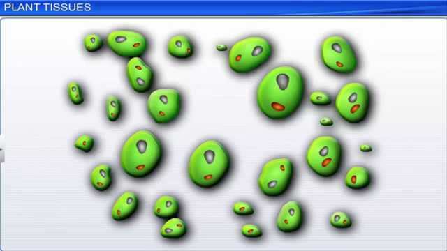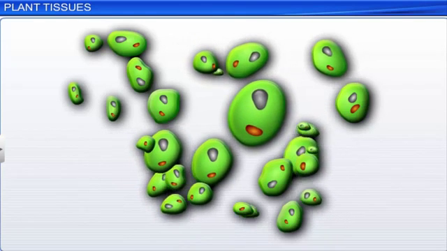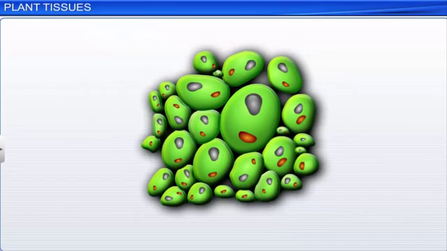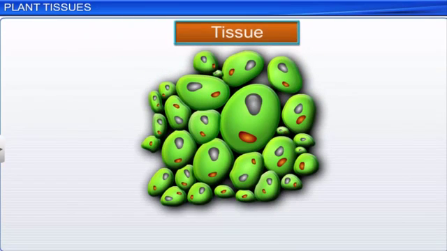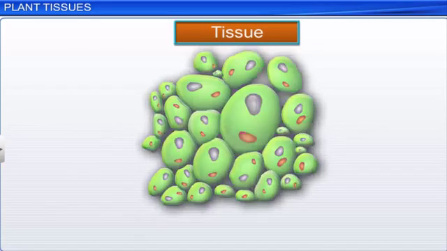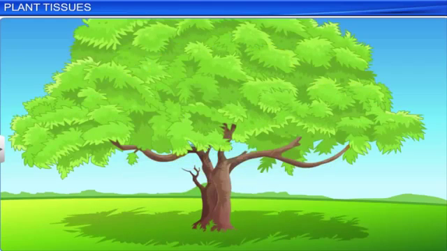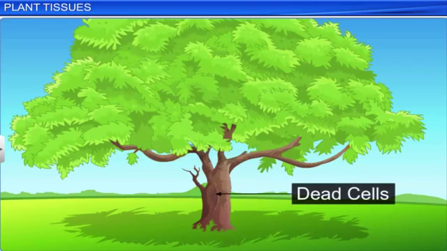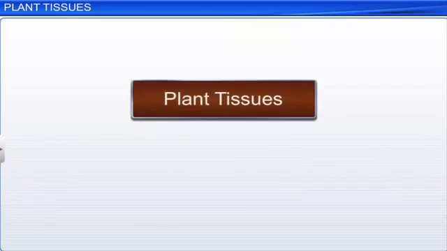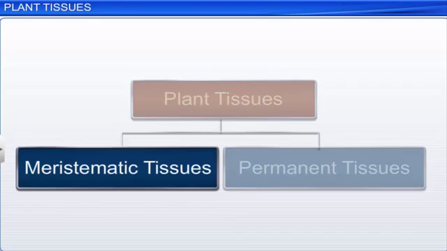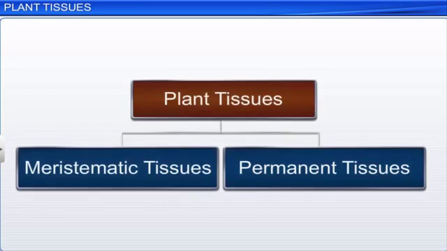A group of cells that are similar in structure and that work together to achieve a particular function forms a tissue. Plants are stationary, and so some of the tissues they have are dead cells, which provide mechanical strength. These are the different types of plant tissues: meristematic and permanent tissues.